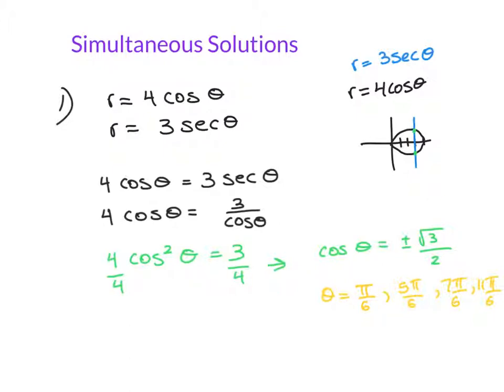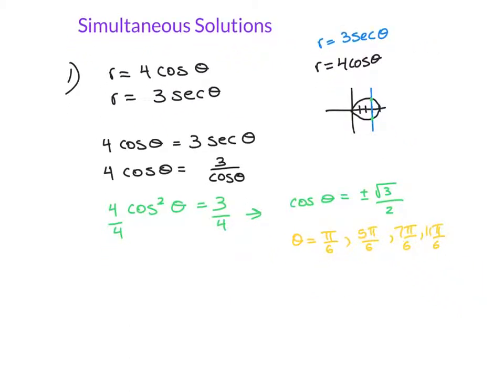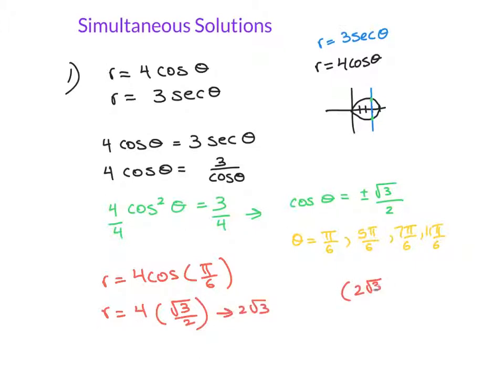These are diagonally opposite. So in order to find r, I just simply plug it in. So r equals 4 cosine. Let's plug pi over 6 in. That will give me 4 root 3 over 2, so that's going to give me 2 root 3. So the first solution is going to be 2 root 3, pi over 6. Or I can write that, if the pi over 6 is over here and that's 2 root 3, then the other one is going to be negative 2 root 3, 7 pi over 6. So you can write either one of those.